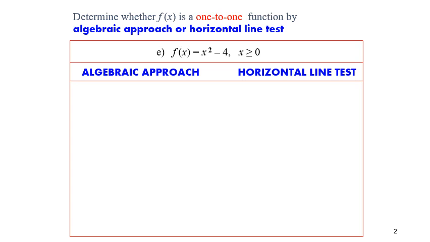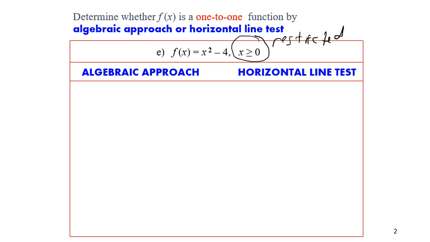Now, we continue our discussion with an example relating to restricted domain. So this is what we call restricted domain. Because in general, the domain for a quadratic function would be all real numbers, that is from negative to positive infinity. But now, we have restricted it to be greater than or equal to 0.